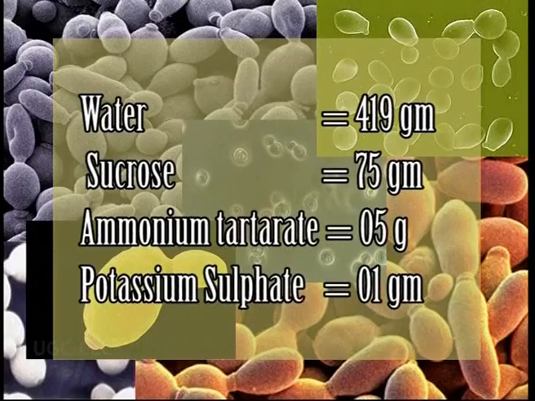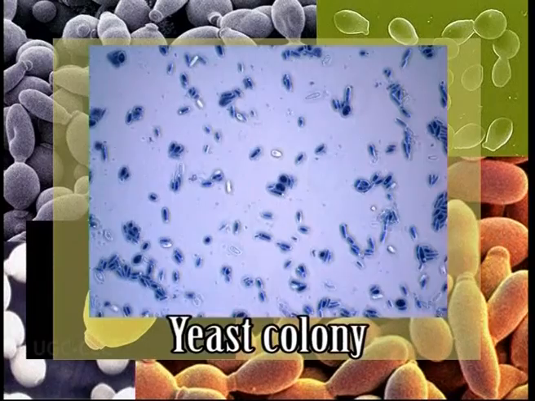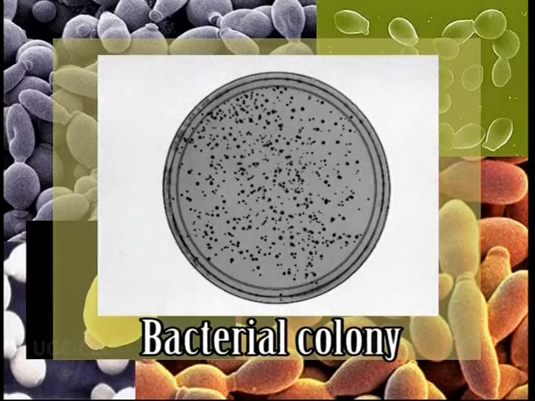Pasteur's solution and its composition. Water 419 grams, sucrose 75 grams, ammonium tartrate 5 grams, potassium sulfate 1 gram, calcium sulfate 0.1 grams, magnesium sulfate 0.1 grams. It is difficult to differentiate yeast colonies from bacterial ones on agar plates, and the only certain way is by means of microscopic examination of the organisms. Most young yeast colonies are moist and slimy, but many appear mealy.